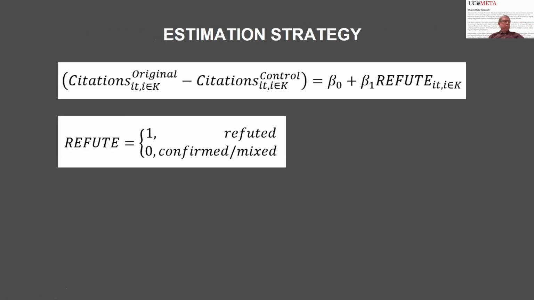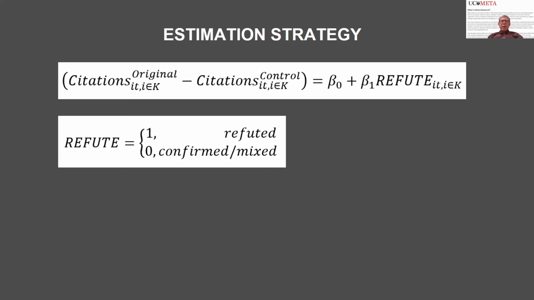Okay, so here's our key equation. Again, we do a number of things in the paper, but I'm just going to focus on this because of the time. This is basically a difference in difference equation. So the dependent variable is going to be the difference in citations between the original and the control. And on the right-hand side, we're going to have this dummy variable called refute. That's going to take the value 1 when we have a negative replication. That is a replication that does not confirm the findings of the original study, okay?